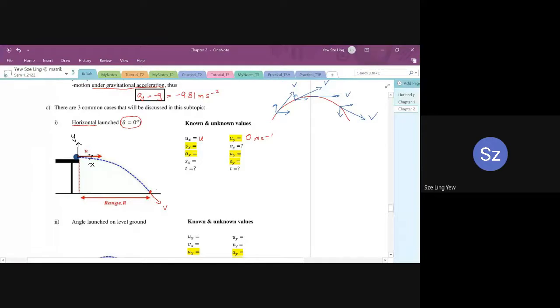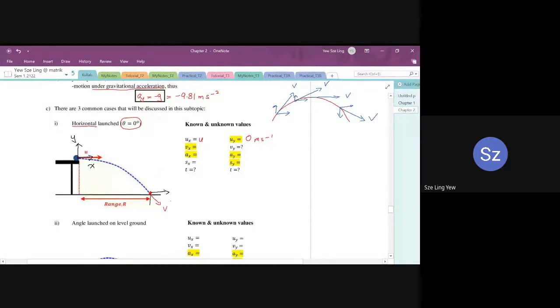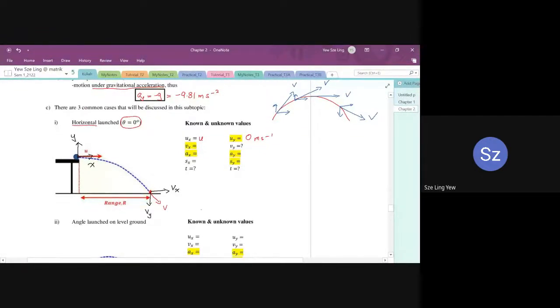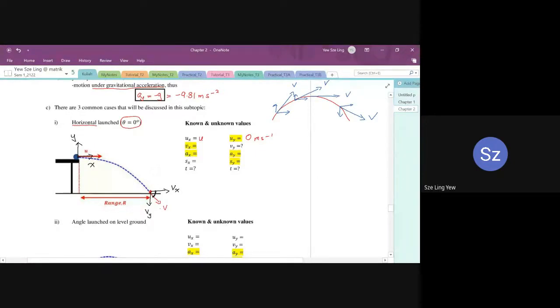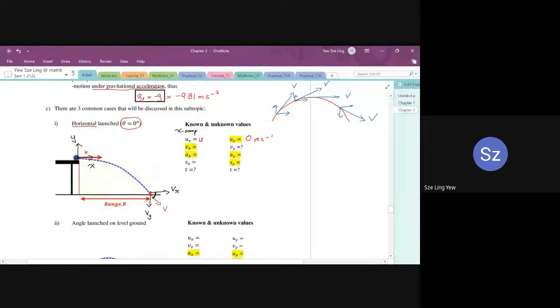So what are you going to do? Again, you need to resolve it into x and y components. So this is your Vx, this is your Vy, because now it has an angle. So you cannot just use V in your calculation. You have to split it into x component and also y component for every single set of variables.